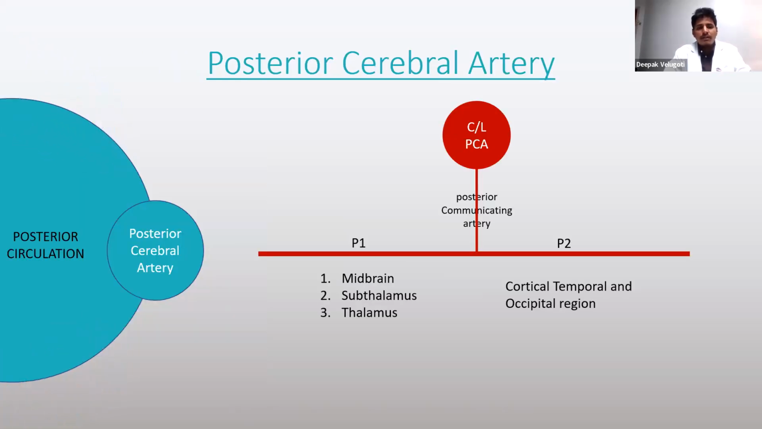Coming to the posterior circulation, the first most common artery is the posterior cerebral artery. It can be divided into P1 and P2 based on the posterior communicating artery that runs from the contralateral posterior cerebral artery. P1 supplies the midbrain, subthalamus, and thalamus, and P2 supplies the temporal and occipital regions of the cortex.